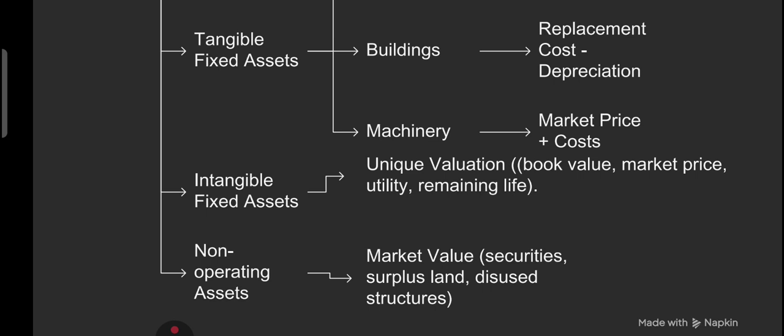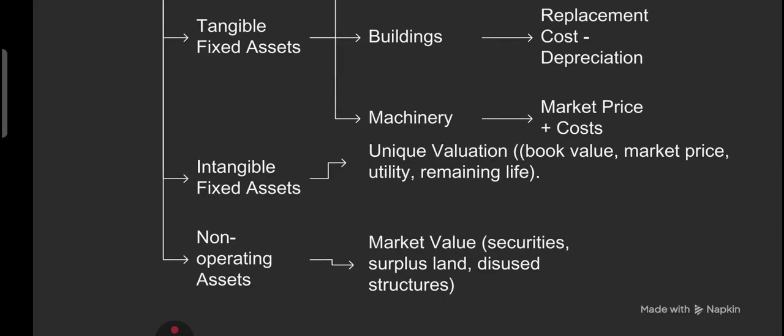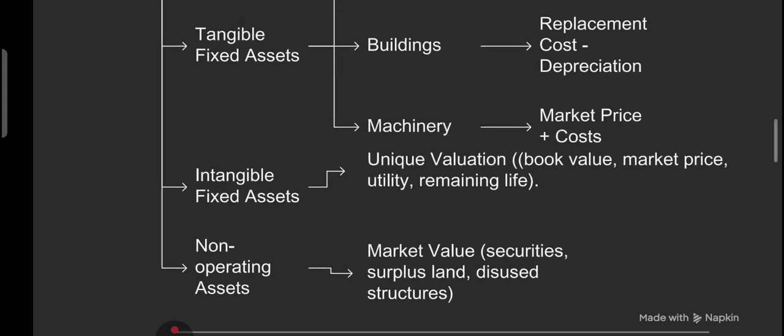What about intangible fixed assets, like patent, trademark, goodwill? They require unique valuation methods, like book value, market value, utility to the business, or remaining useful life. There is a separate chapter for valuation of intangible fixed assets. And finally we have non-operating assets, meaning those assets which are not used in daily operation, like surplus land or an unused building. They are valued at the market value, meaning what they could sell for currently, right? Like securities, surplus land, disused structure, etc.